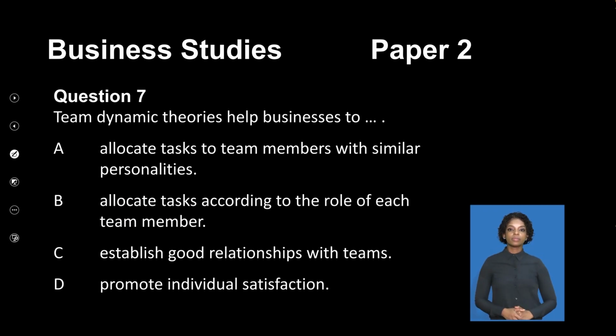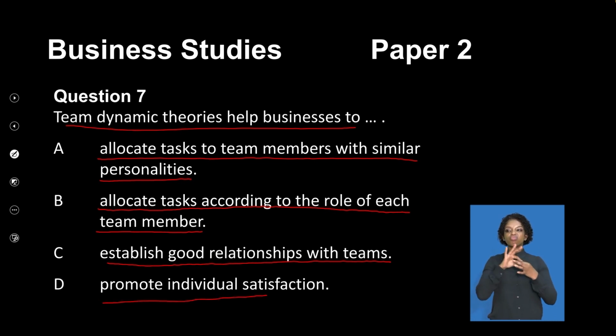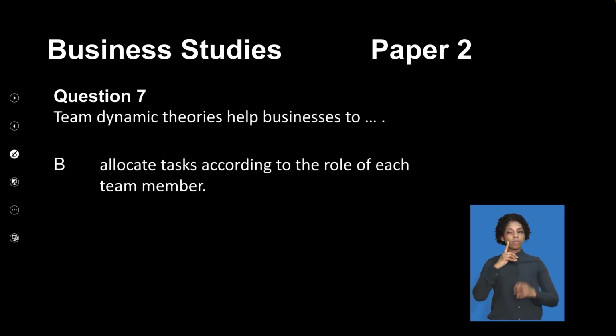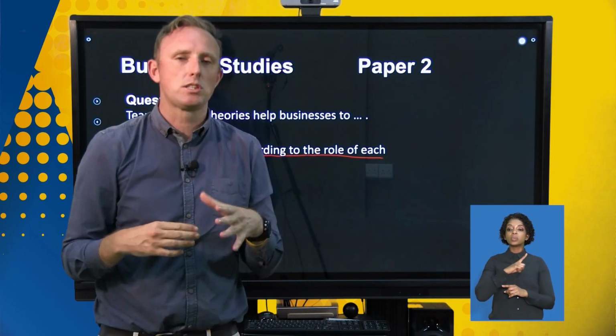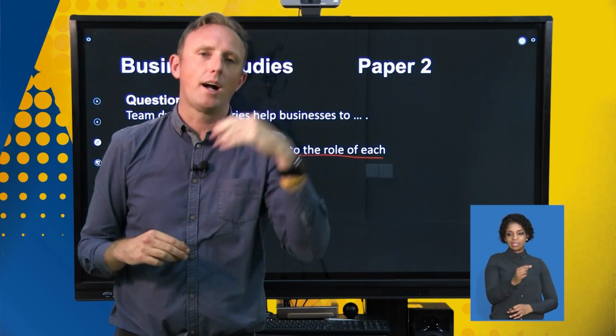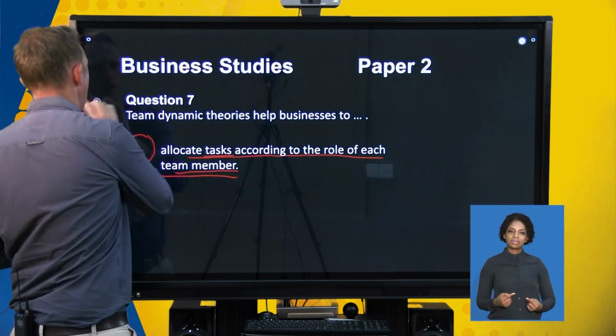All right, question 7, team dynamic theories help a business to: A, allocate tasks to team members with similar personalities, B, allocate tasks according to the role of each team member, C, establish good relationships with teams and promote individual satisfaction. It seems that a lot of you have been getting confused with the answer there. It's actually B, allocate tasks according to the role of each team member. A lot of people think team dynamics is just about making sure that everyone gets along, where it's actually about allocating the right tasks according to the role of each team member. You wouldn't put, for example, a goalkeeper as a striker in your football team, because that's not his task, that's not his role.